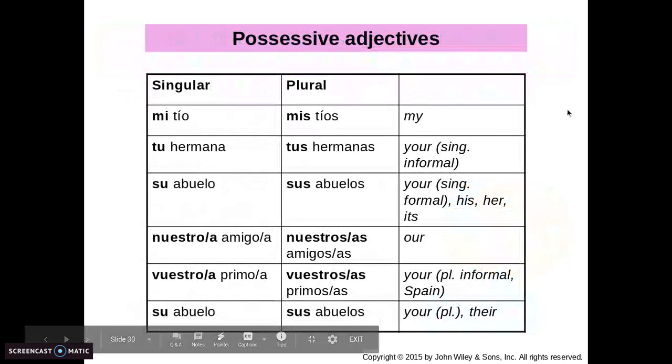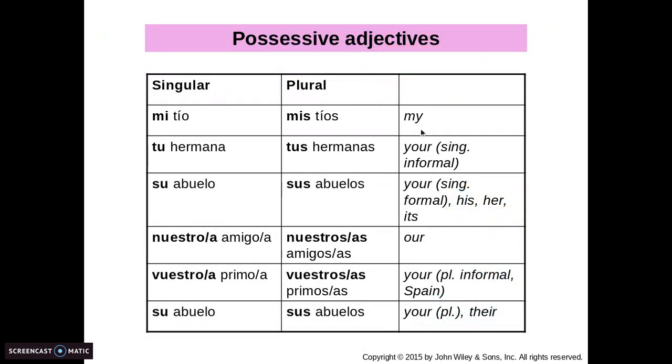Here are your different forms that you're going to use. If you're saying my, something that belongs to you and you're showing possession, you would use mi or mis. Depende si es singular or plural, right? If it's my uncle, mi tío. If it's my uncles or my aunts and uncles, mis tíos. So notice it must agree with the noun by number. Mi tío, mis tíos. Tu hermana, tus hermanas.